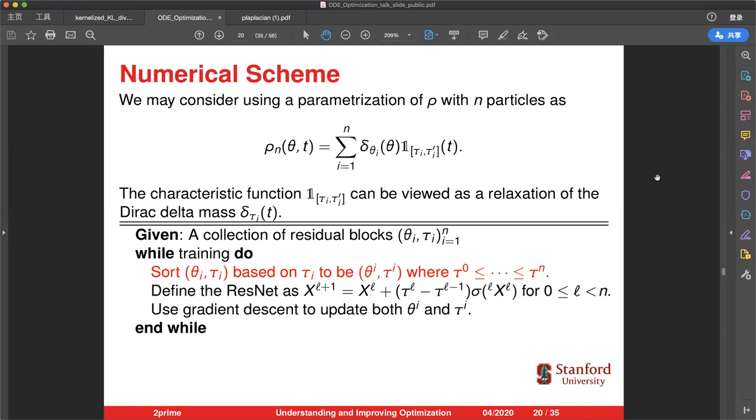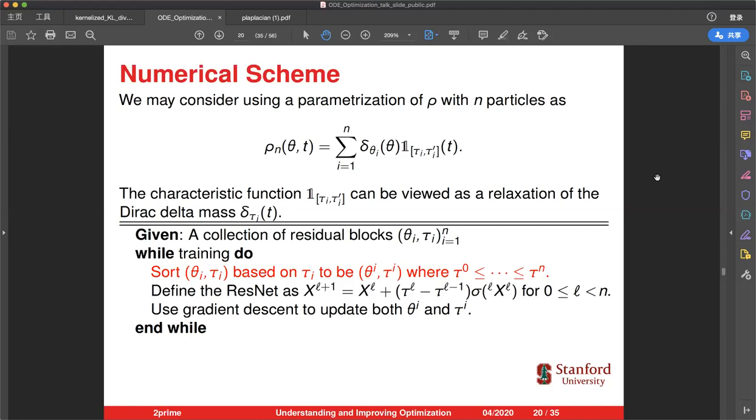So we have a sorting scheme. We need to sort the different tau here. For my particle, I have a theta and a t, and for the t, I should sort it, then I can know the order of the particles and then go through the ResNet.